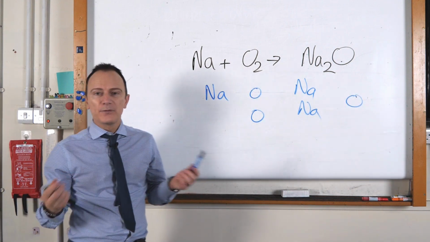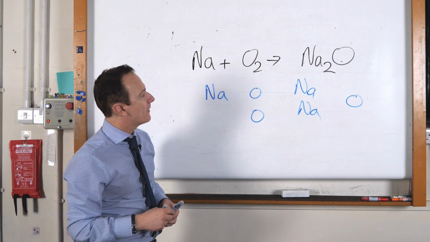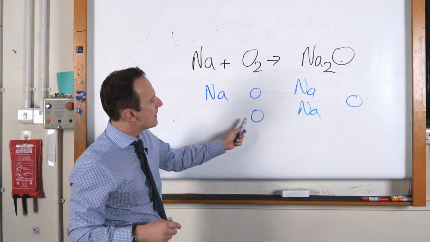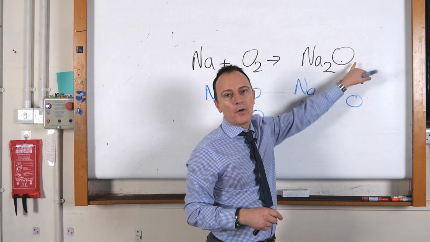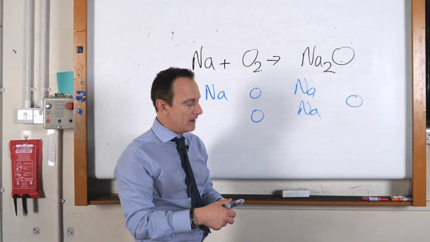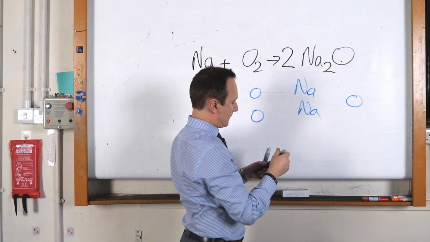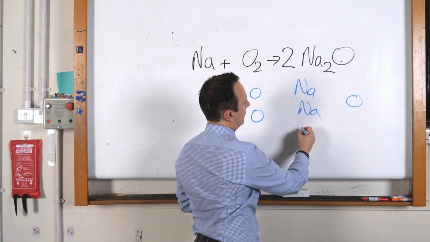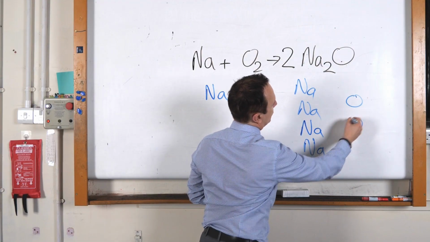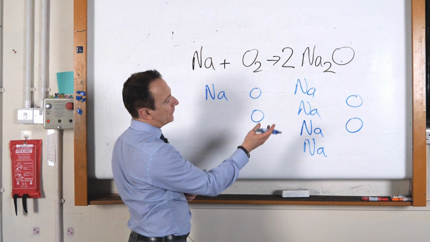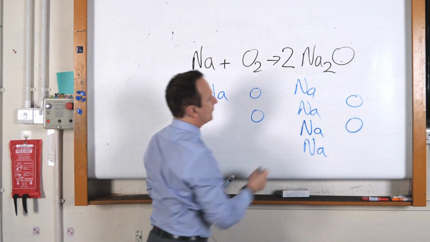It doesn't matter if we start with the sodium or the oxygen, so let's start with the oxygen. We've got 2 over here, but 1 here. We can't simply put a small 2 there. What we can do is put big numbers in front. So if I put a large 2 there, that means I've now got 2 lots of that. So I've got double what I had before. So I've now got 4 atoms of sodium, and I've got 2 atoms of oxygen. There's 1 Na2O, and here's another Na2O.